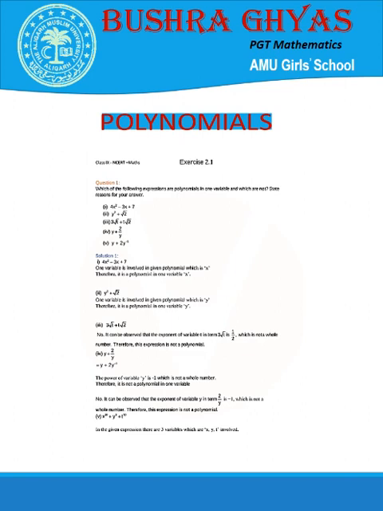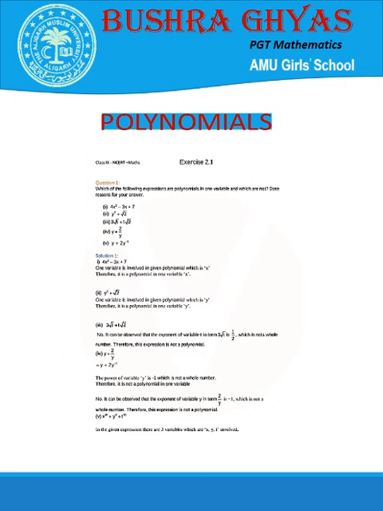Now let us move on to part 4. Y plus 2 upon y. Here we have y in the denominator in the second term. So if you bring this y to the numerator, it will become y to the power minus 1. Exponent of y is minus 1, which is not a whole number. So this is not a polynomial.